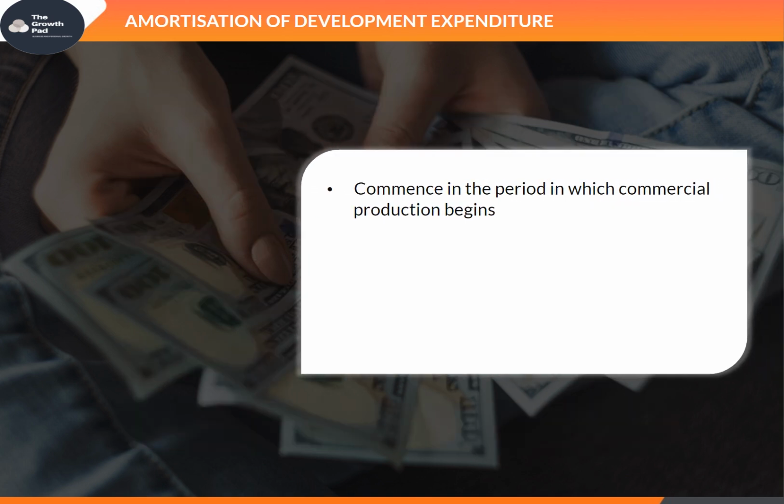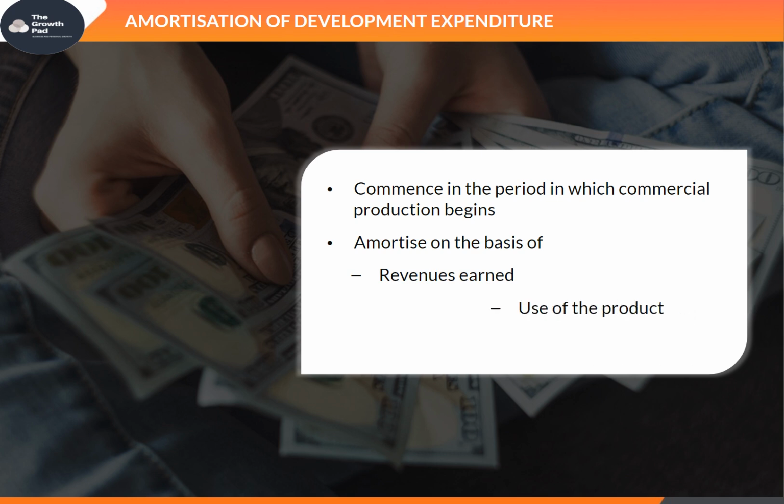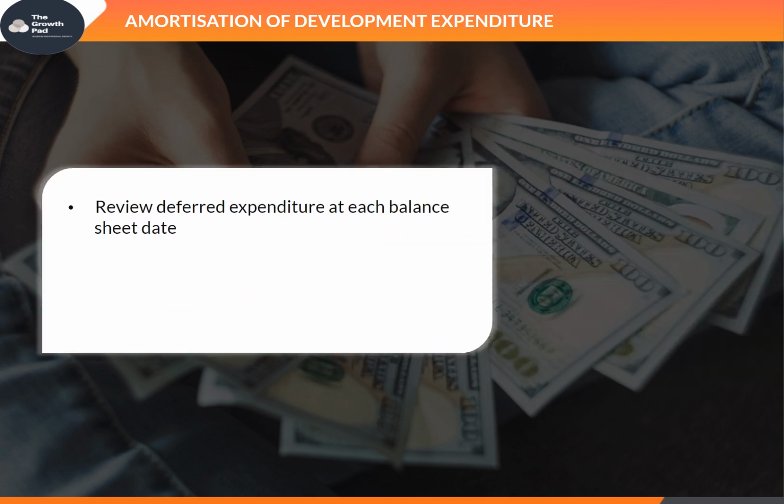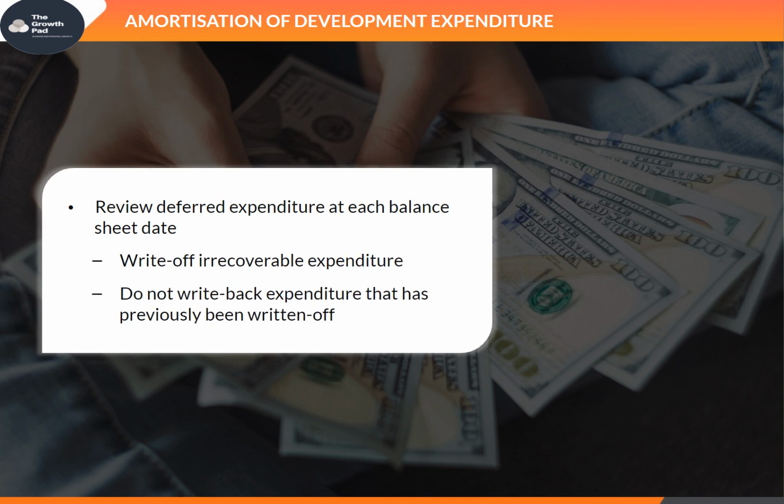Commence in the period in which commercial production begins. Amortize on the basis of revenues earned, use of the product, or time. Review deferred expenditure at each balance sheet date. Write off irrecoverable expenditure. Do not write back expenditure that has previously been written off.